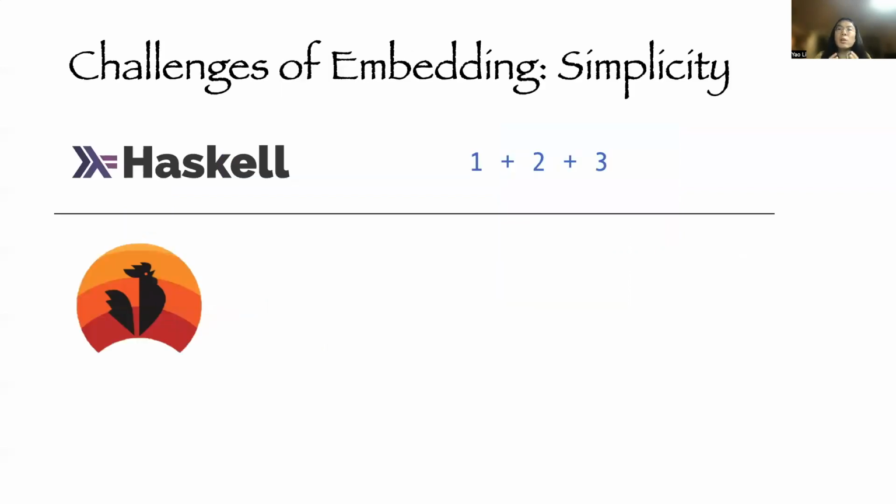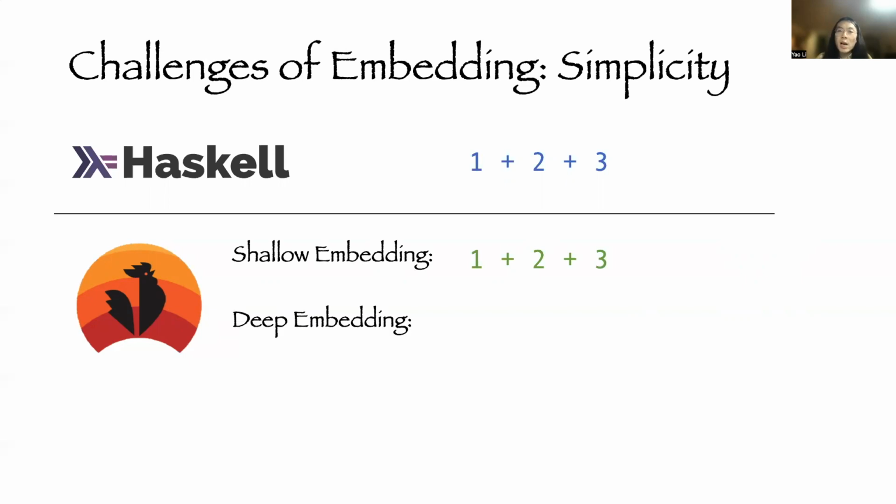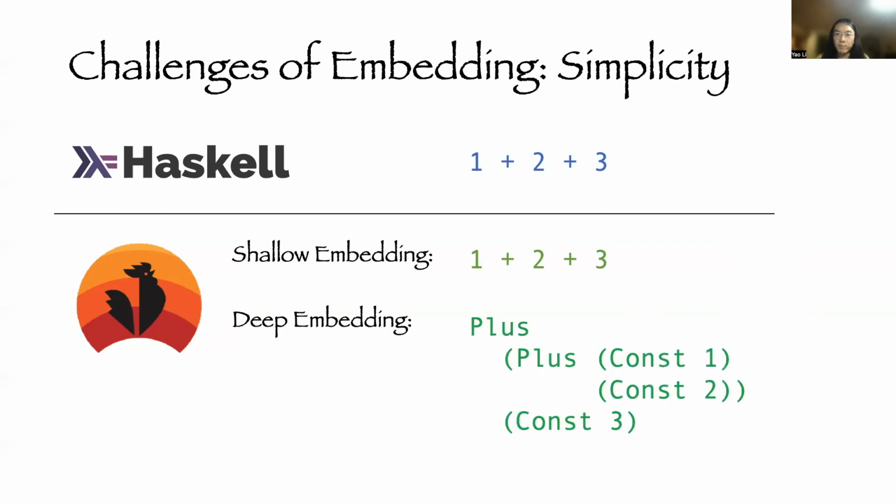It turns out embedding comes with many challenges. First, we would like our embedding to be simple, so that both developing the embedding procedures and working with the embedding might be easier. For example, let's consider the following arithmetic expression, 1 plus 2 plus 3 in Haskell, and let's embed the expression in Coq. We can either do a shallow embedding, which would look like the same expression, or a deep embedding, which would be an abstract syntax tree of the expression.